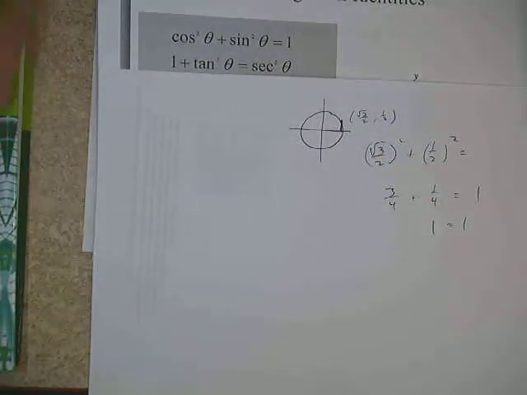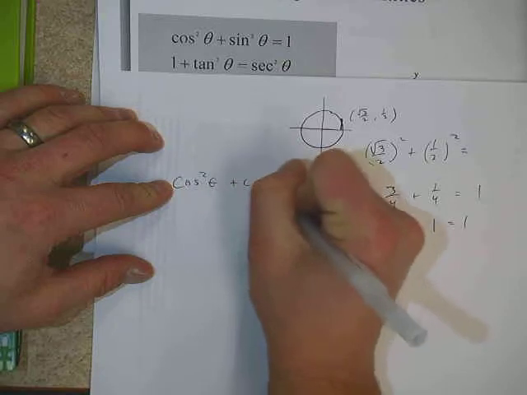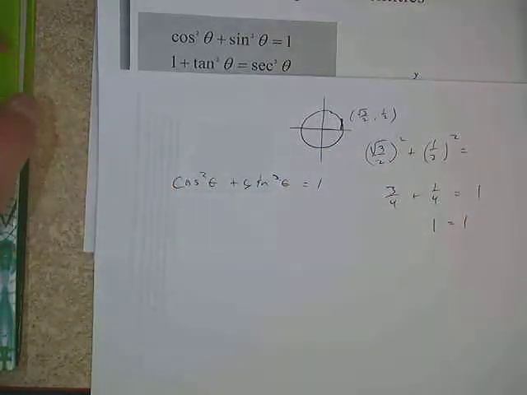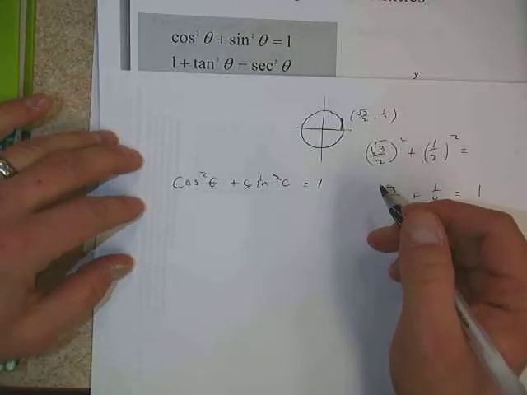1 plus tangent squared equals secant squared. Because we don't really know anything about relationships between tangents and secants on the unit circle, do we? Okay, so here's how they got that. They started out with the fact that the cosine squared plus the sine squared equals 1, which is a true sentence.